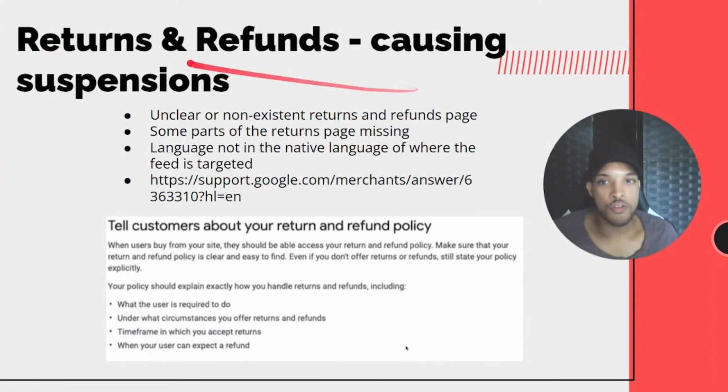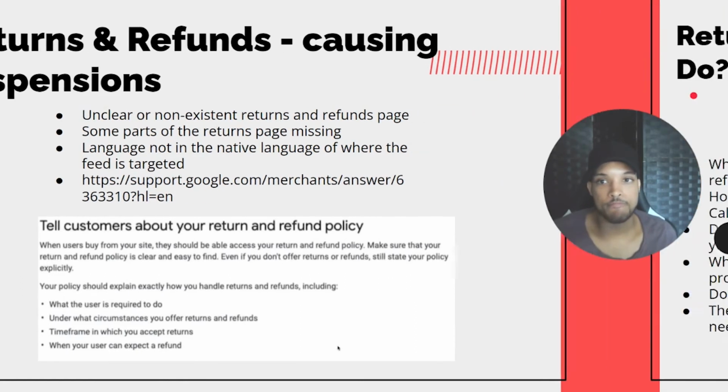So if your returns and refunds page is causing suspensions, it has unclear or non-existent returns. Some parts of the language could be missing, and there's a support document that talks all about this. So you can see here explicitly: what does the user need to do? What circumstance? The time frame? When a user can expect a refund. These are all things as a business owner you should know, and that you need to communicate clearly to Google.